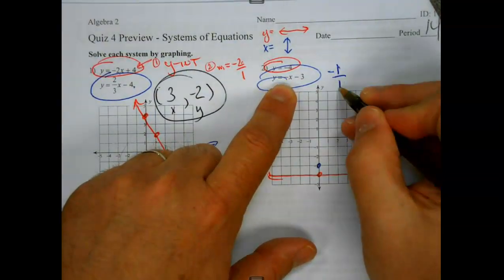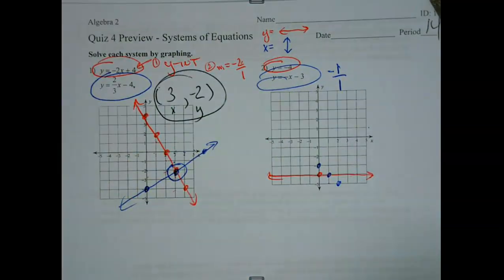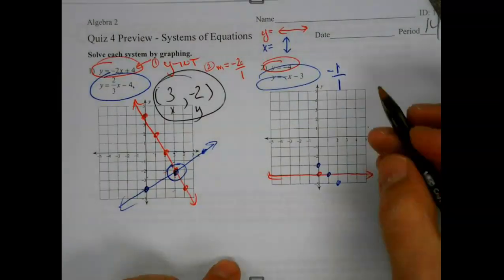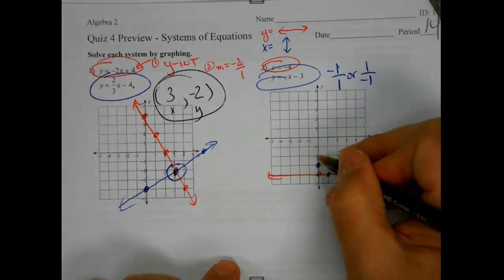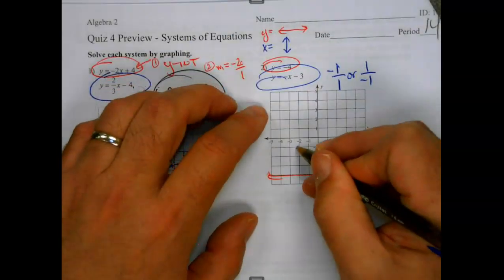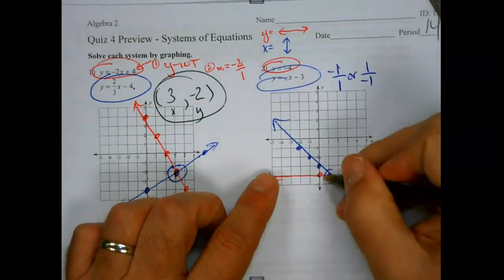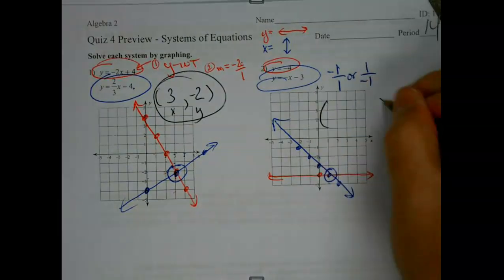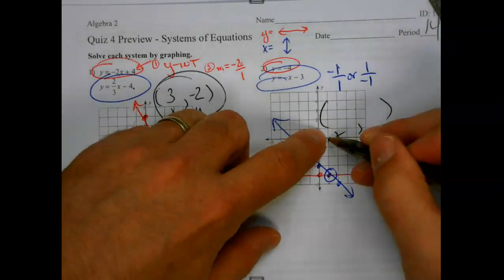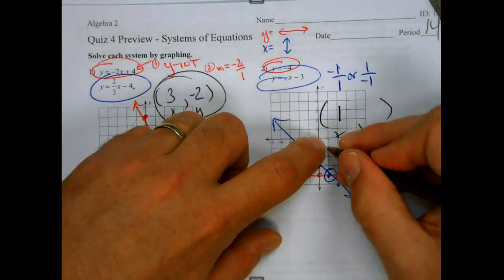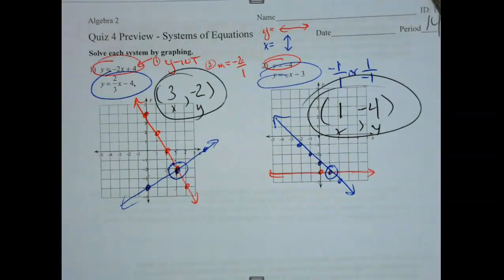Down 1. Right 1. Now, I got fortunate that I ran into the red line right away. But if I wouldn't have, if it would have been up here in the top somewhere, remember, you can switch the signs of both numbers. And then I'd be going up 1 and left 1. And I could have done that and gone on if I needed to. So there's the magic point. To get there, on the x-axis, oops, I only went over 1. And down 1, 2, 3, 4. Bam. Rolling.